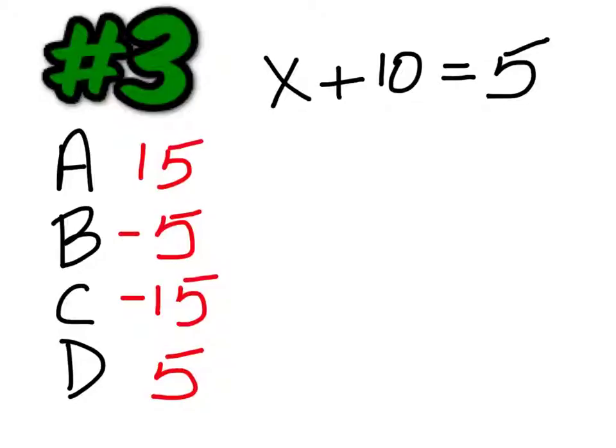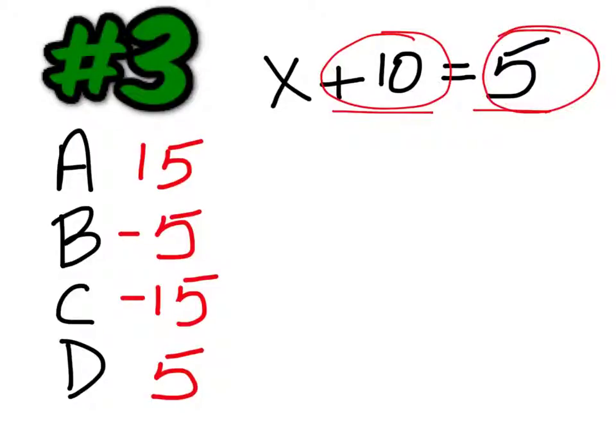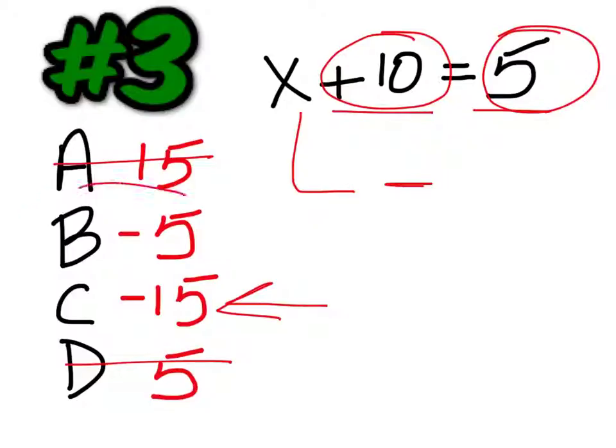Alright, if I'm going to add 10 to something and end up with 5, notice that what you're adding is more than what your answer is. If that's the case, that means that what you started with here must be negative. So that eliminates these choices. Now, would I add 10 to a negative 15 to get a positive 5? That would put me at a negative 5.